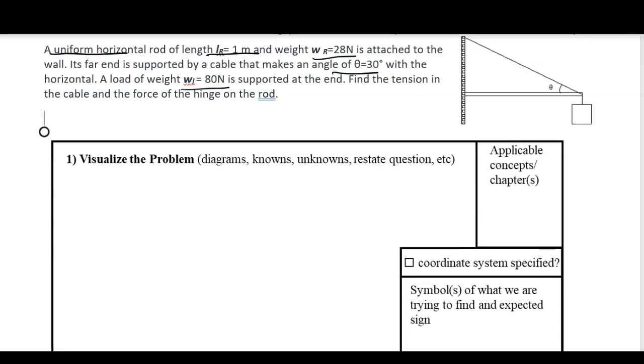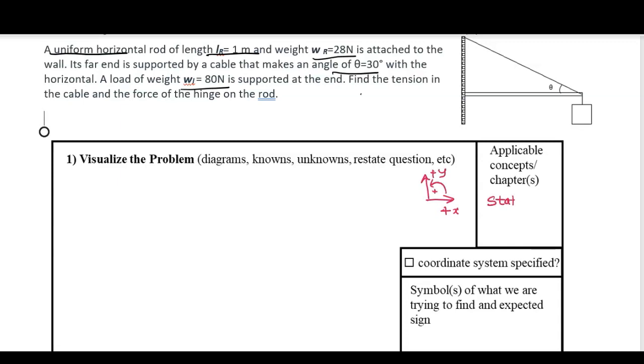End is supported by a cable, and a load of weight 80 newtons is supported at the end of the rod. We are asked to find the tension in the cable and the force of the hinge on the rod. So let's start by visualizing the problem. I'm going to take right as positive x, up as positive y, and counterclockwise rotation as positive.